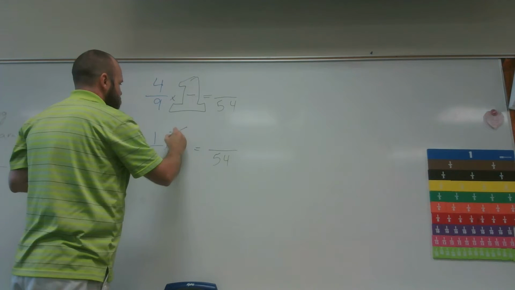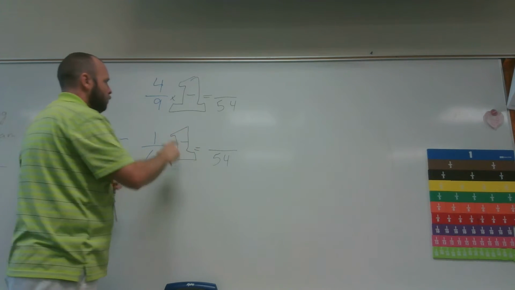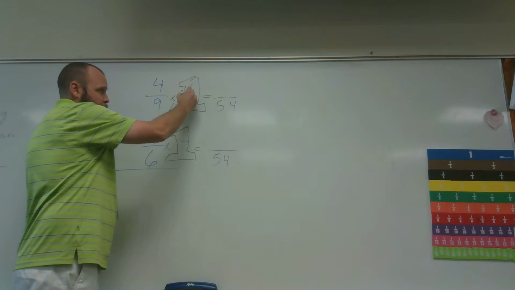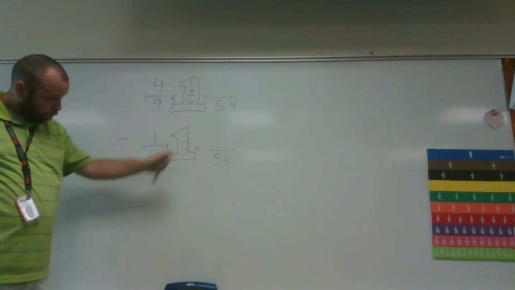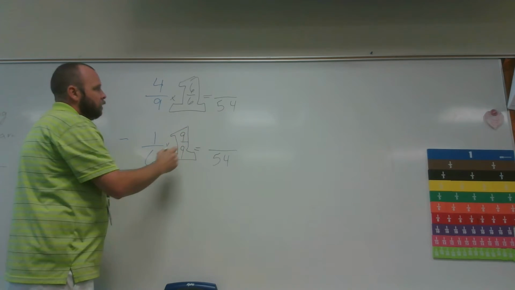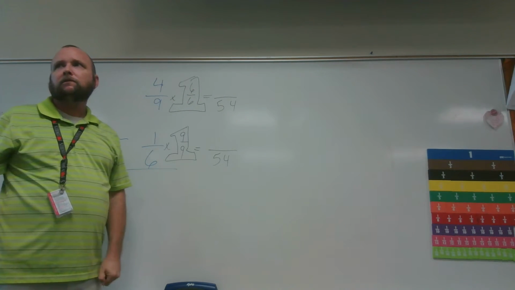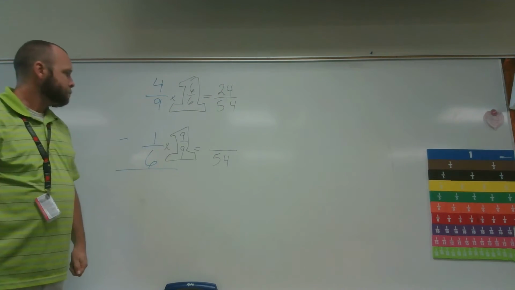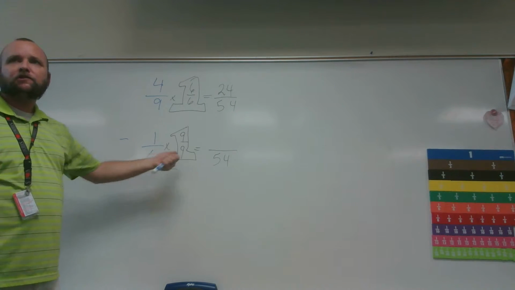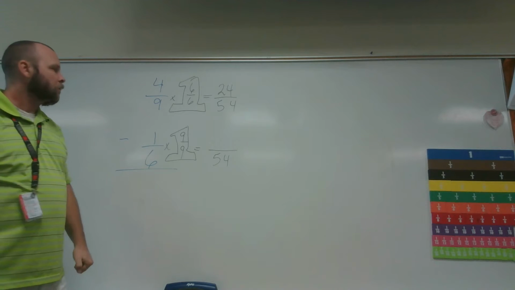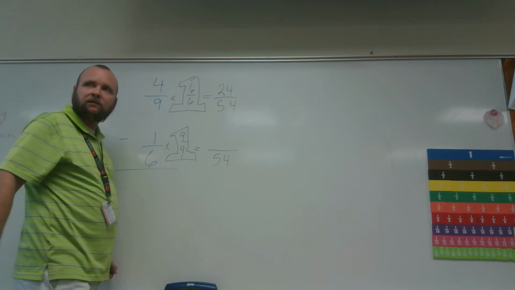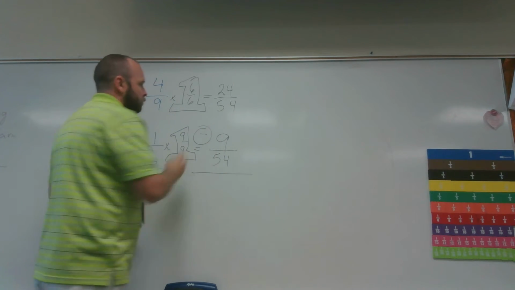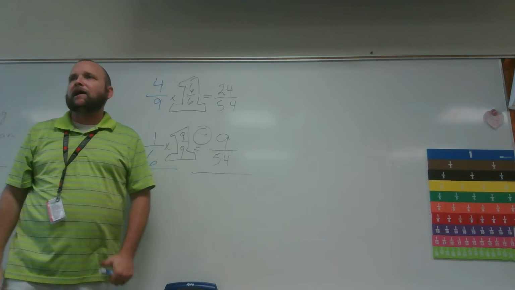We need to multiply by fractions that equal 1. What do I multiply by here? 6, so 6 sixths. What do I multiply by here? 9, 9 ninths. 4 times 6 is 24. 1 times 9 is 9. It's a subtraction problem. 24 54ths subtract 9 54ths.